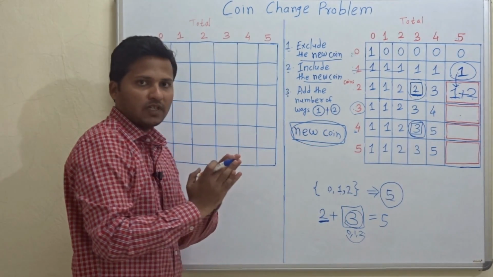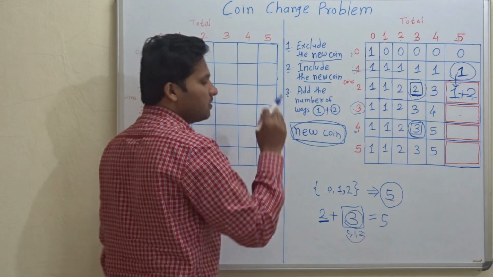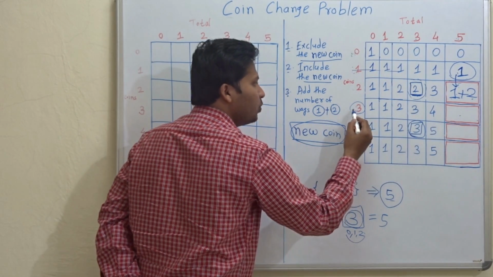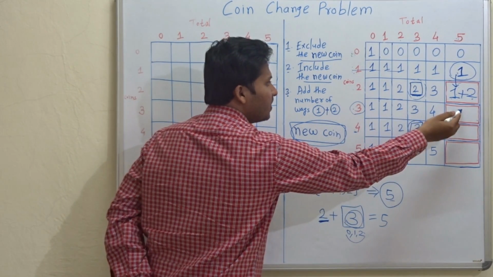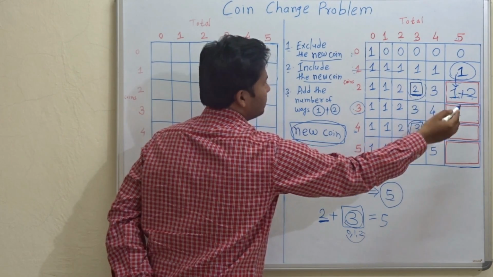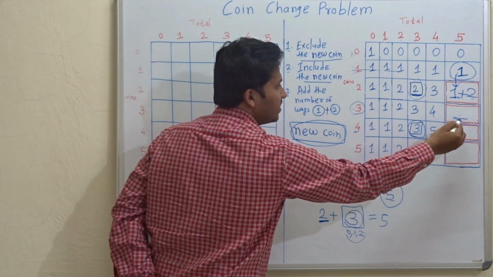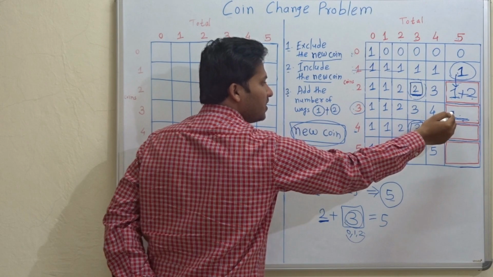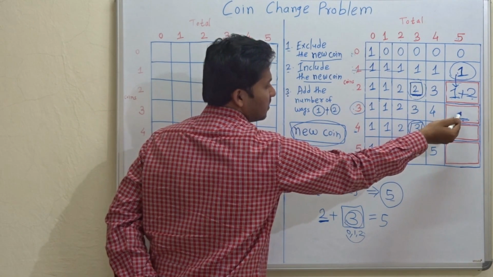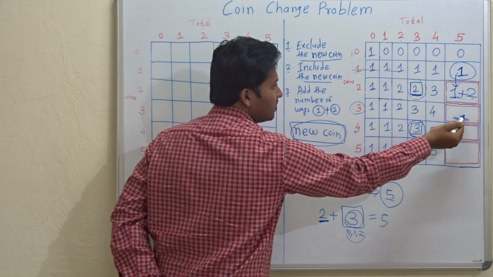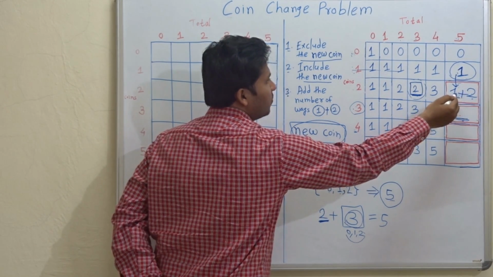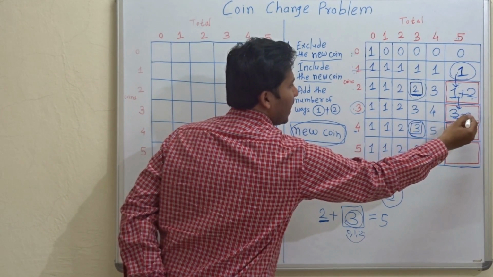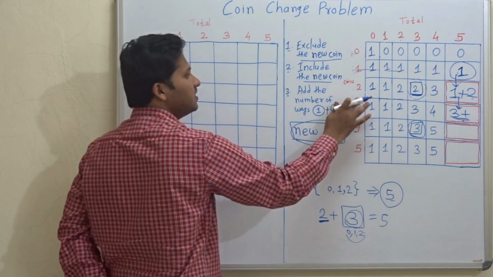Here I have to tell you one shortcut: the number of ways by excluding the new coin is always the above cell value. Meaning if we are calculating the value for this cell, then the value for excluding the coin is always the value in the cell above this cell. So we just directly copy this value here, and plus now including this coin.